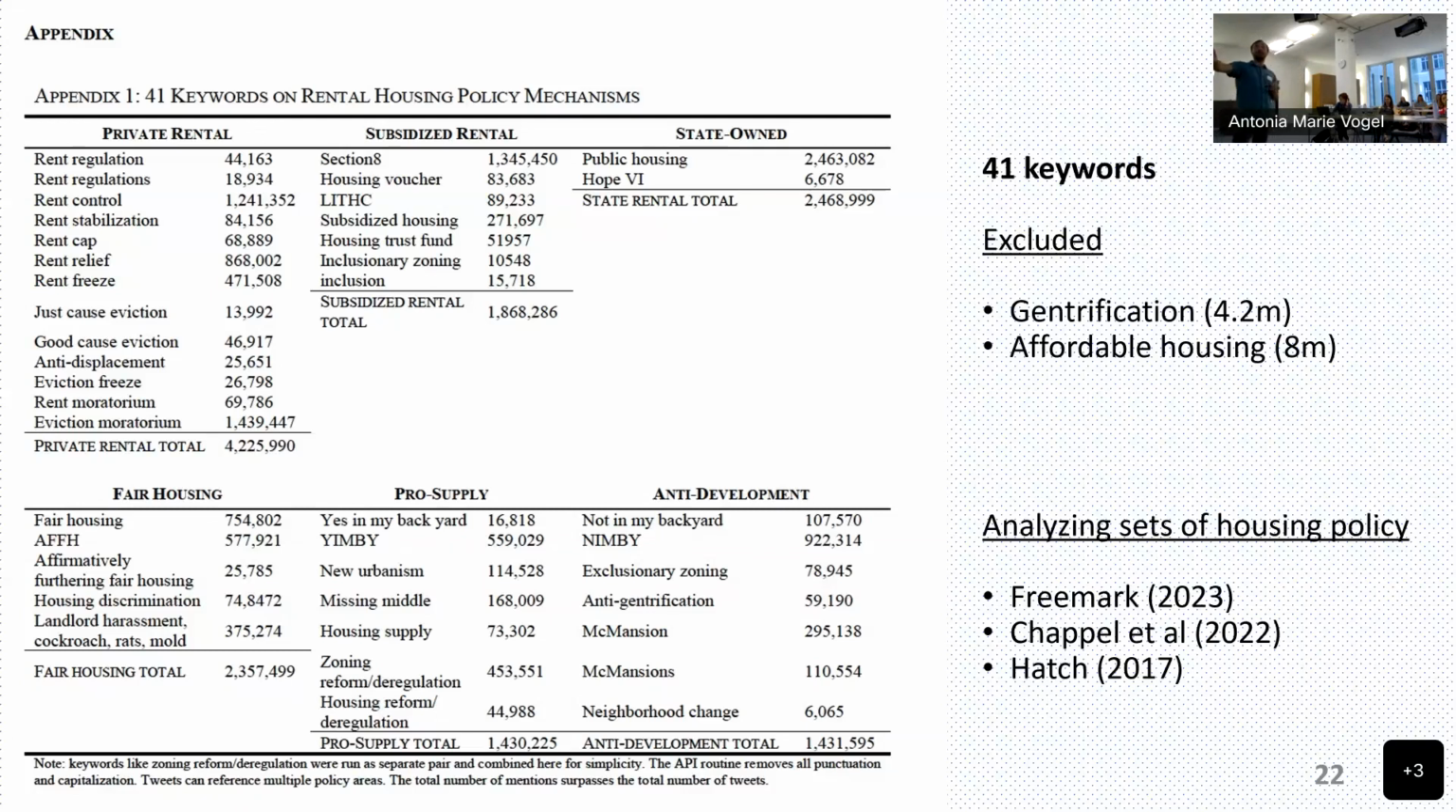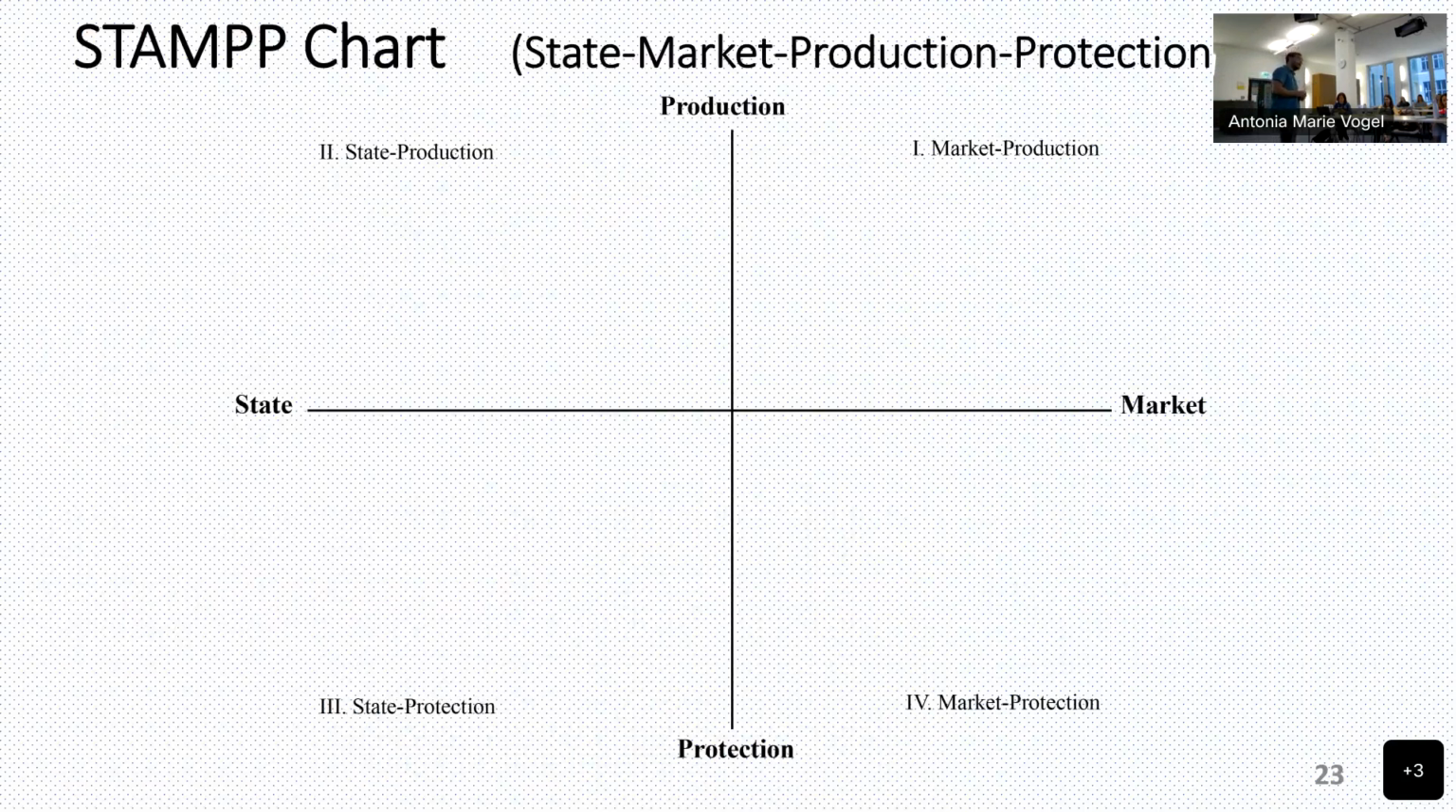And then we compare these to 3 different recent studies that are also looking at sets of policies. Yonah Freemark's recent work looking at upzoning and downzoning across the US. We checked against his keywords for that comprehensive literature review. Karen Chapple and colleagues are looking at a range of anti-discrimination, anti-displacement policy, and Megan Hatch is looking at different kinds of housing policy across the whole US. So we compare our keywords with those different recent contributions. And then I'm going to start giving you figures in a second.